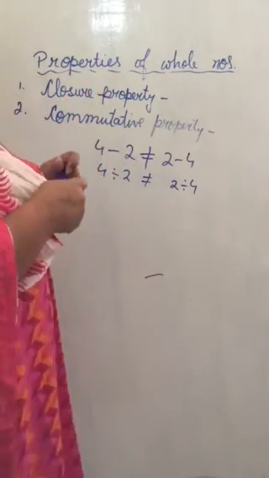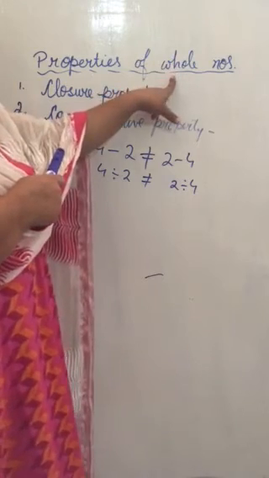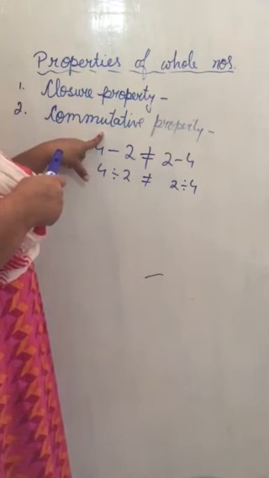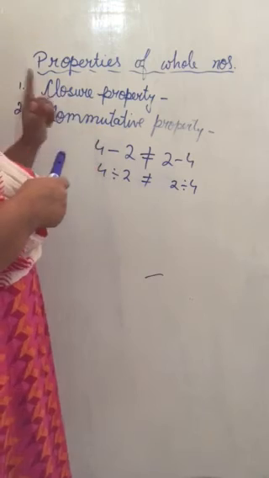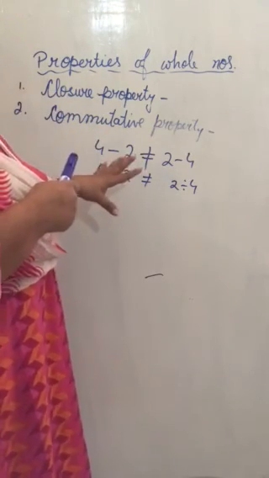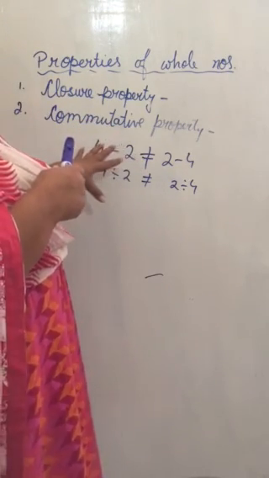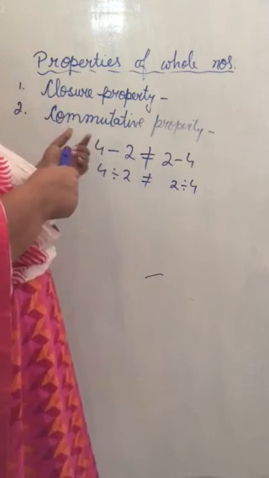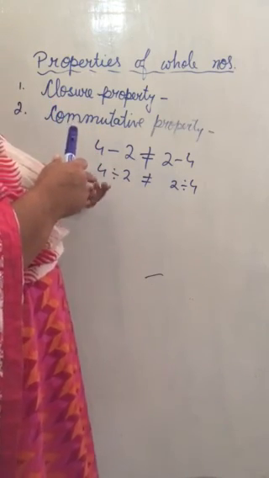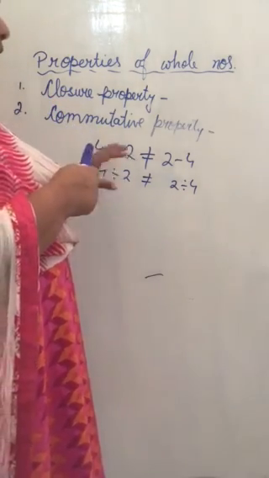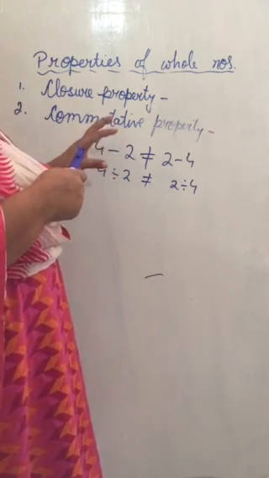So what can we say? That whole numbers follow commutative property in case of addition and multiplication. It is not commutative for subtraction and division. So you need to write these 2 points.